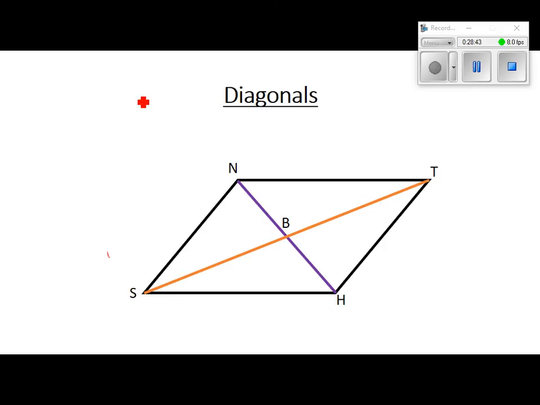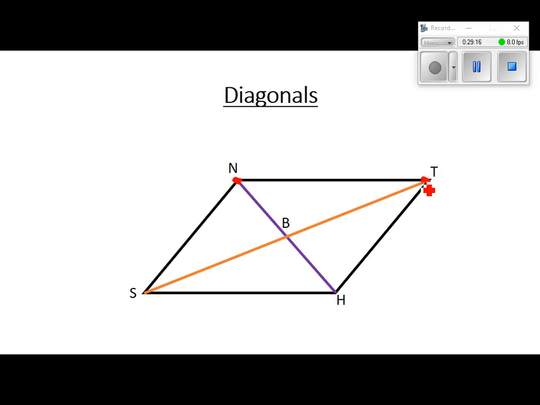So if Ian started right there and he was going to walk the purple diagonal, and Sam started walking at T and he was going to walk the orange diagonal, Ian, you're telling me that you guys would walk the same distance? No. NT is congruent to SH, and NS is congruent to TH. Now, the diagonals, are they the same? No. In a parallelogram, the diagonals are not the same.